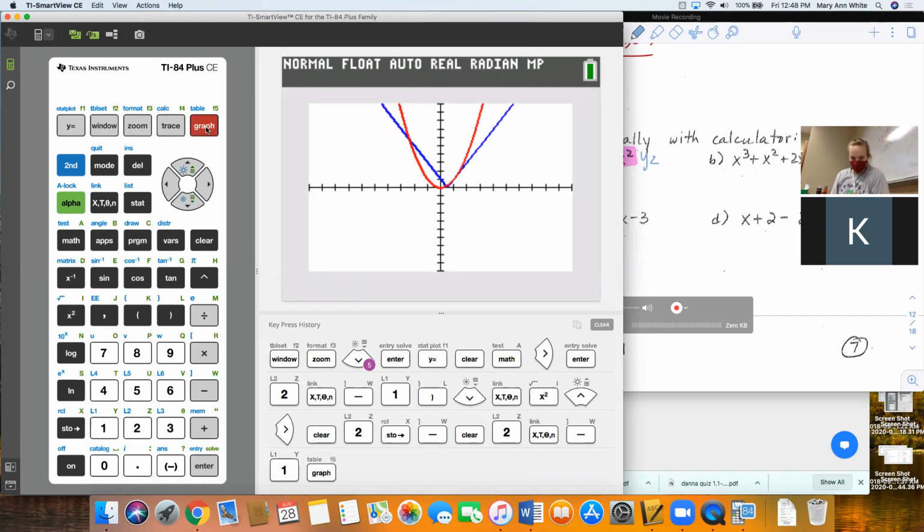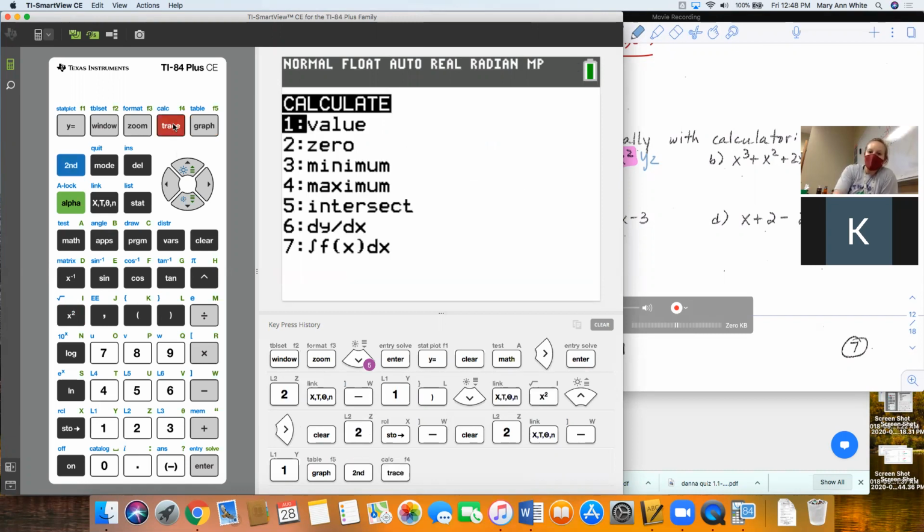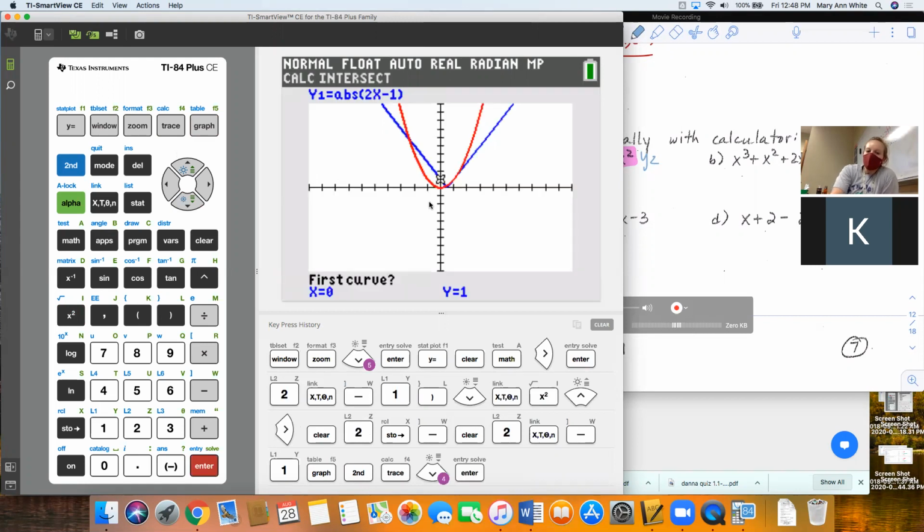Perfect. These are kind of gross because they're a little bit more on top of each other than I would like, but that's okay. We have to find our intersection. So we're gonna go to second trace and we have to go to number 5, which is intersect. Press enter. Now it crosses a couple times, so I'm gonna try and get close to one of the intersections versus the other one. So I want this one over here to the left. So I just scooted a little bit closer to it.